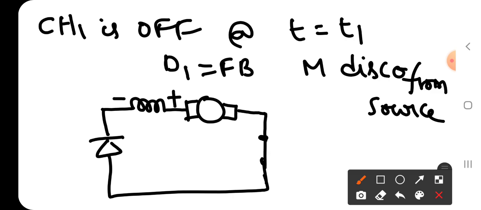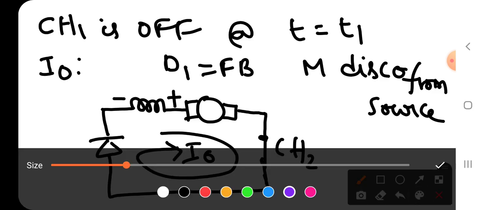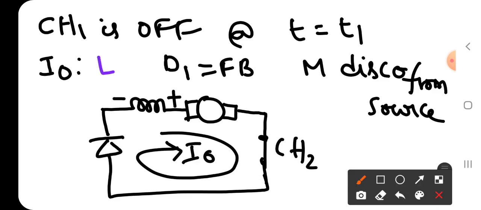Now the current chopper 2 remains on. The current will flow like this. This is the current, and here the source for the current is I naught. The source for the current is the inductor only. So it starts from the inductor, to this motor, that is motor, inductor only, and CH2, D1 and inductor again.